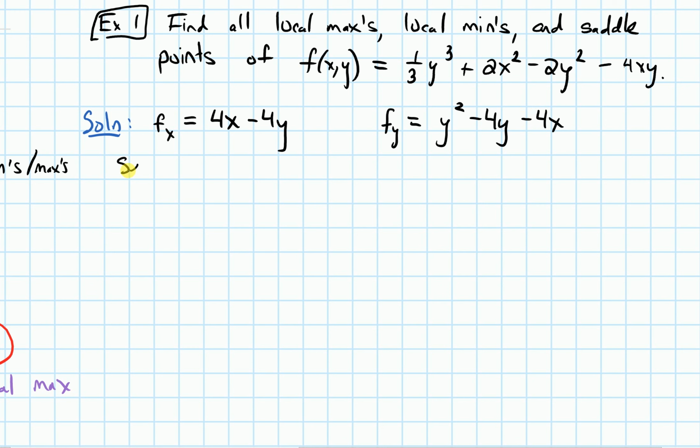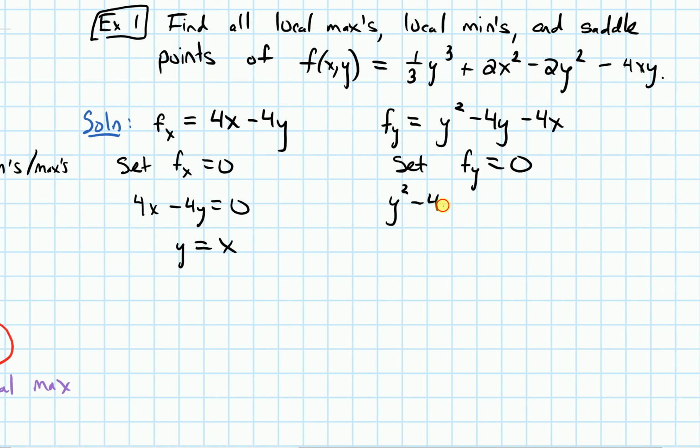Okay, so now let's set these equal to 0. So let's set fx equal to 0, and let's set fy equal to 0. So setting fx equal to 0, we'll get 4x minus 4y equals 0. Or if I rearrange this and simplify it, this gives me that y equals x. Okay, so now if I do the same thing for fy, we're going to set y squared minus 4y minus 4x equal to 0. So at this point, we have these two equations. I have y equals x, and the second equation I have is y squared minus 4y minus 4x equals 0.